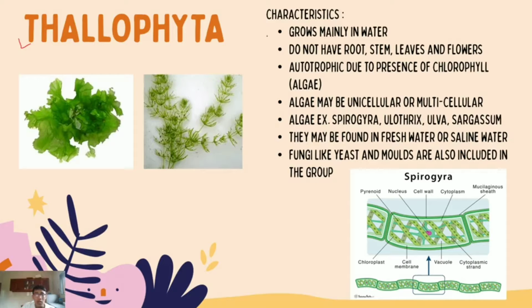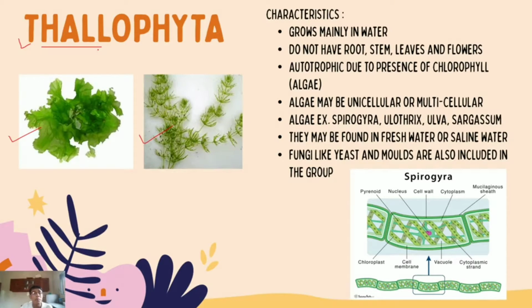The characteristics are given here. You can see the figures in this particular slide. This is the picture of ulva and this is the picture of chara. And here you can see the diagram of spirogyra. All these are examples of this particular division, thallophyta. So what is thallophyta or what is meant by thallophytes?